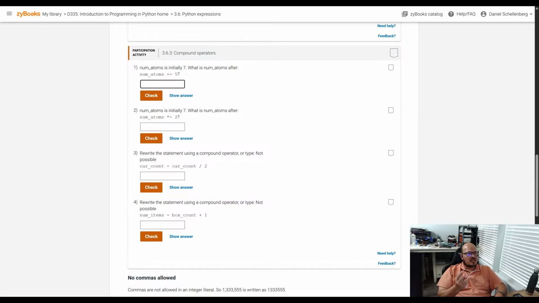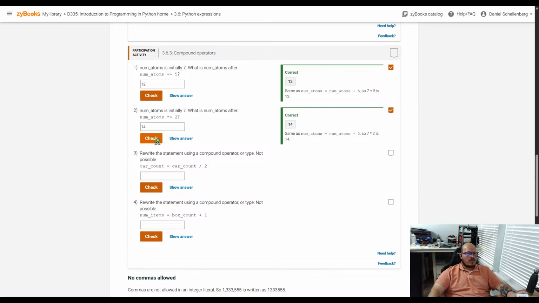So 7, 8, 9, 10, 11, 12. So I think it's going to add 7 plus 5. So I'm going to say 12. Yeah. Okay. Because it's the same as num atoms is num atoms plus 5. So 7 plus 5 is 12. Num atoms is initially 7. This is saying num atoms is assigned num atoms times 2. So 7 times 2 is 14, right? Hooray!